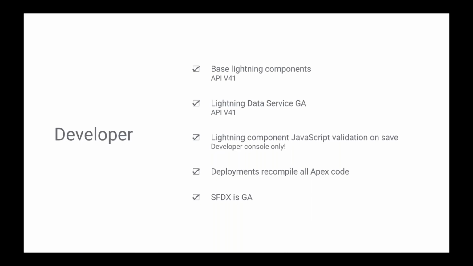Deployments via metadata API, change sets, and installing or upgrading a package now recompile all Apex code. Previously that didn't happen, which meant that it was possible, it wasn't easy, but it was possible, to make a config change that broke some code, and you wouldn't find out until something triggered the recompilation to then execute that code.